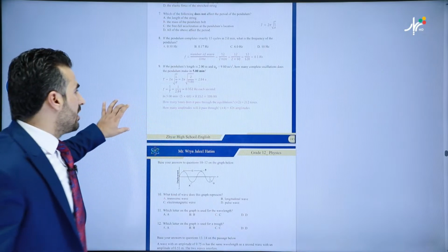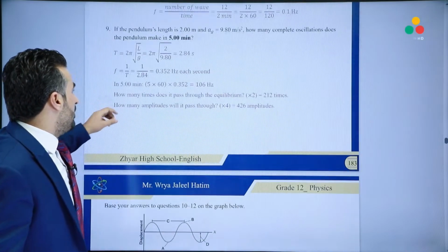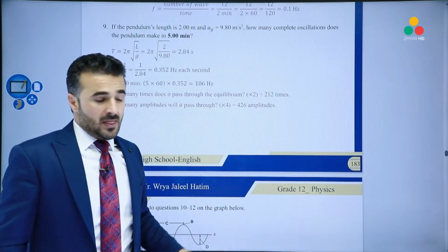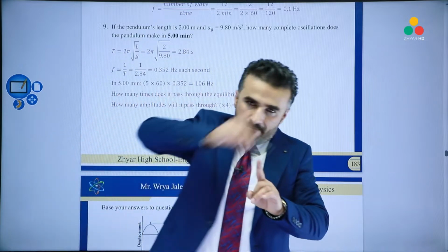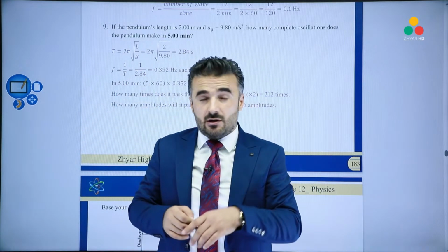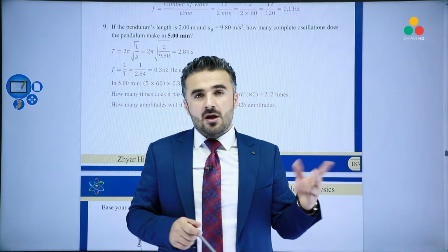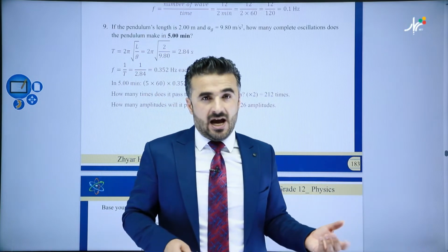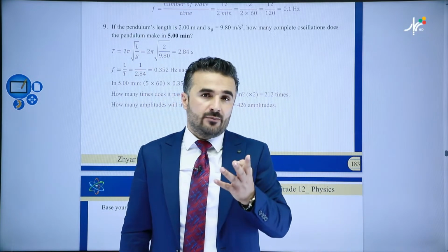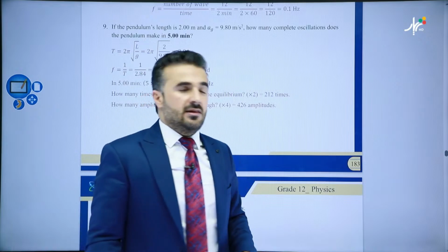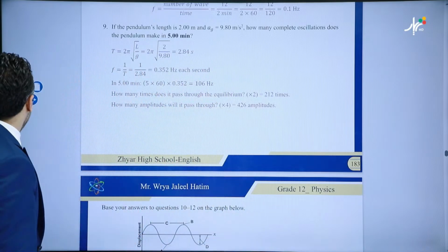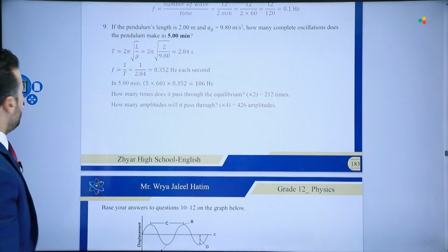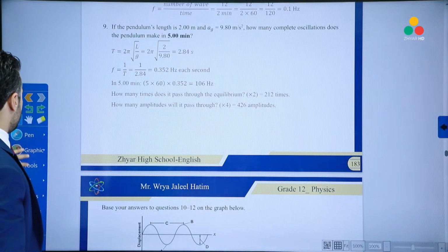What if they change the question and say, for example, how many times does it pass through the equilibrium? We know that in every cycle, it passes through the equilibrium twice, so 106 multiplied by 2. What if they say how many amplitudes do we have? In every cycle we have 4 amplitudes, so 106 in this case would be multiplied by 4, and of course you will get these answers that you see on the screen.